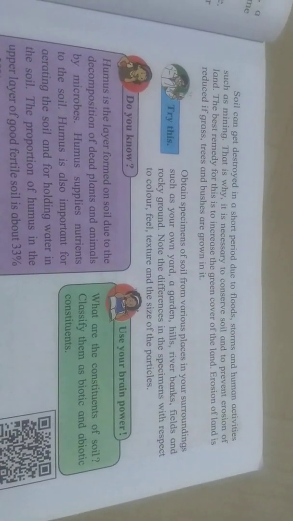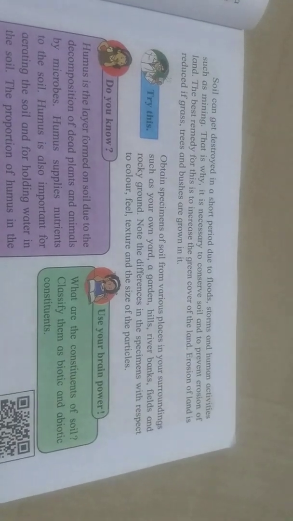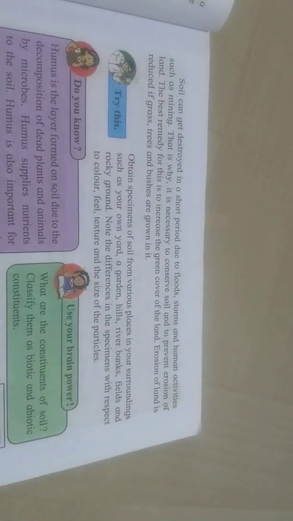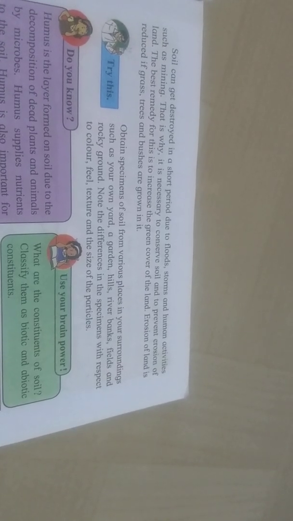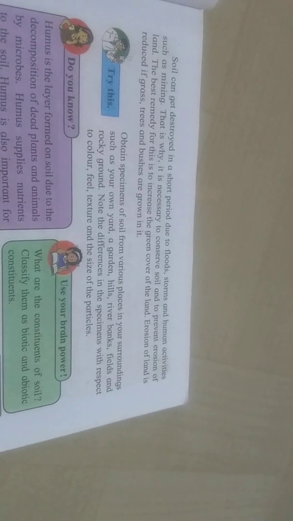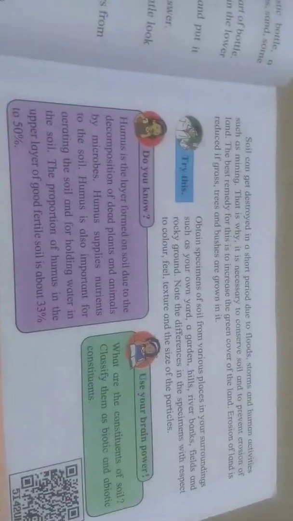Obtain specimens of soil from various places in your surroundings, such as your own yard, a garden, hills, river bank, fields and rocky ground. Note the differences in the specimens with respect to color, feel, texture and size of the particles. Here an activity is given to you: you have to collect soil from different places and compare these specimens for the color, feel, texture and size of the particles.